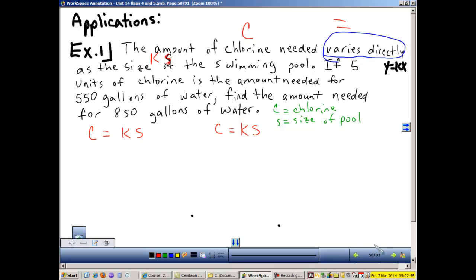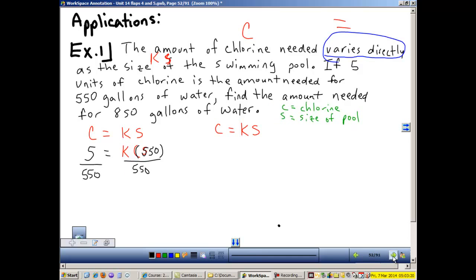So write this down twice. Now we just need to fill in the blanks. We know that the units of chlorine are 5 and the gallons needed are 550. What we don't know is our constant of variation. So we need to solve for K. Dividing both sides by 550 gives us K is equal to 1 over 110.